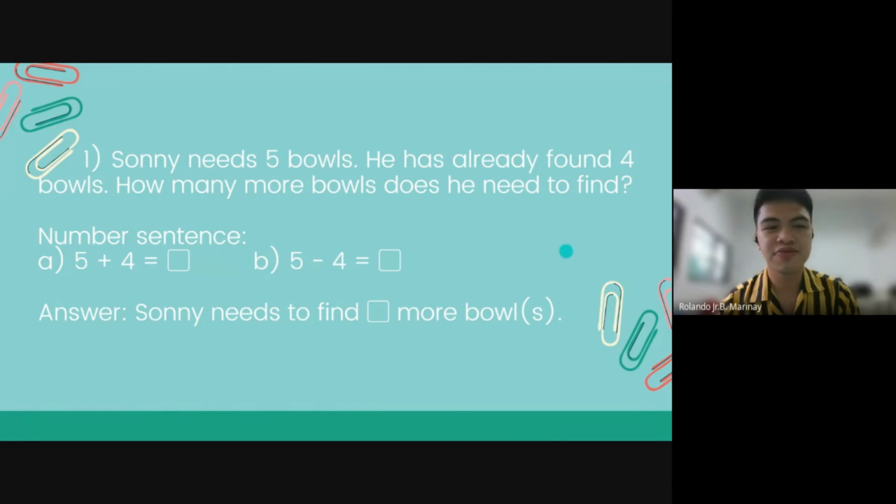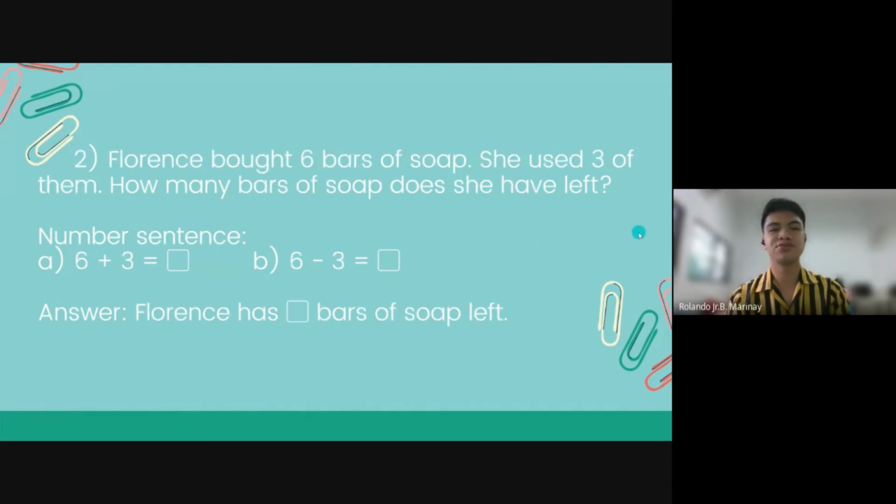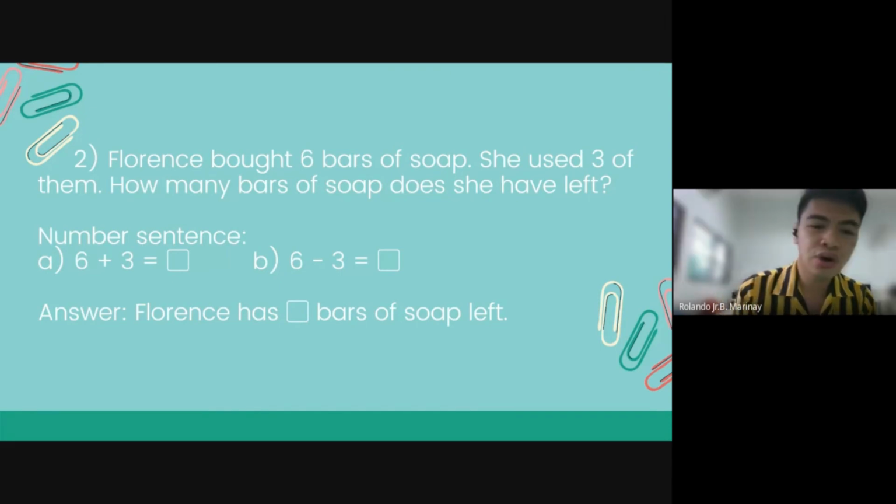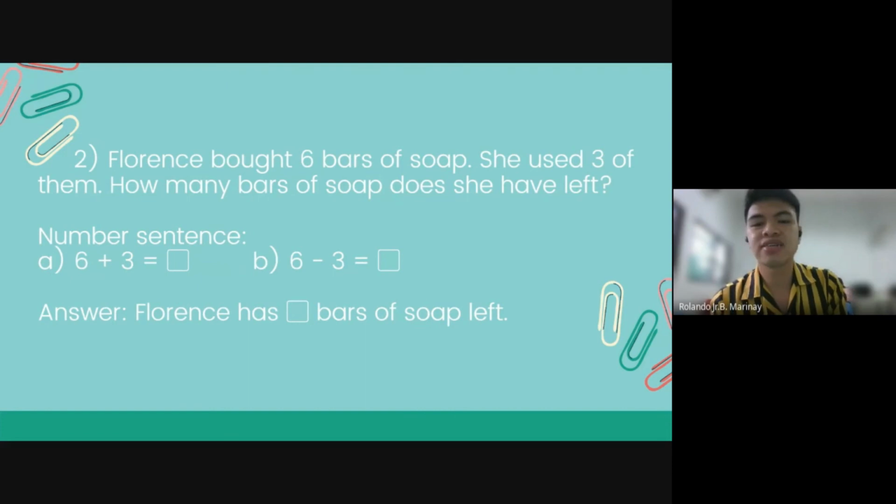Now let's move on to number 2. Florence bought 6 bars of soap. She used 3 of them. How many bars of soap does she have left? What is the correct number sentence? Is it 6 plus 3 equals box, or 6 minus 3 equals box?